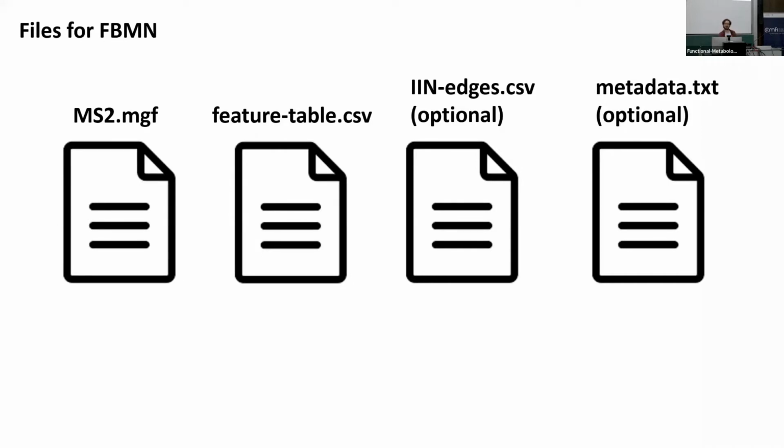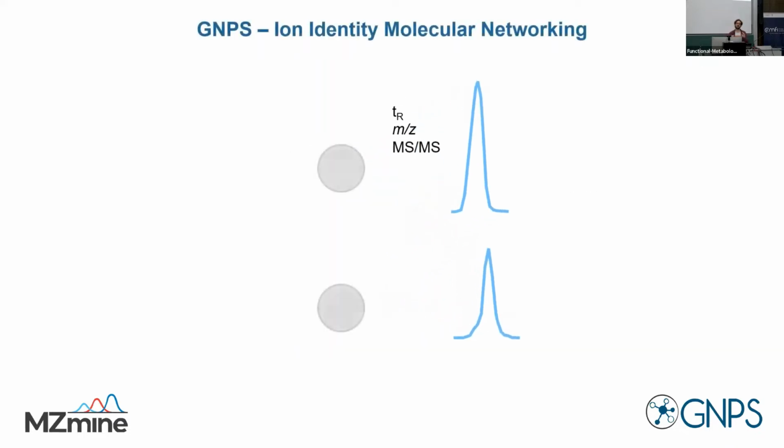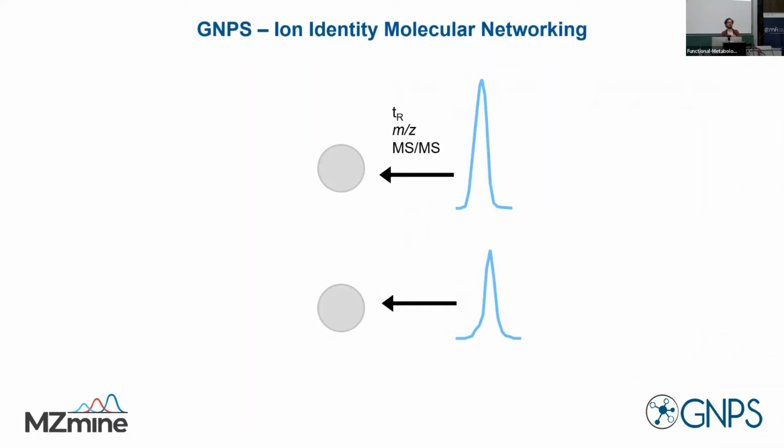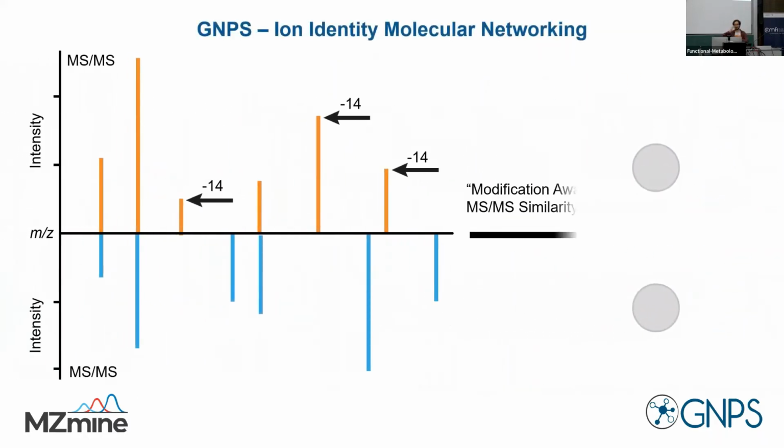The third file here is just optional. What is happening under the hood is that we sent those features with retention time, mass to charge ratio, MS/MS, and additional information to GNPS, and those features are then represented as nodes. Each of those nodes that you see in the network will actually correspond to a feature and an MS/MS spectrum, right? And we create connections by looking at the spectra.